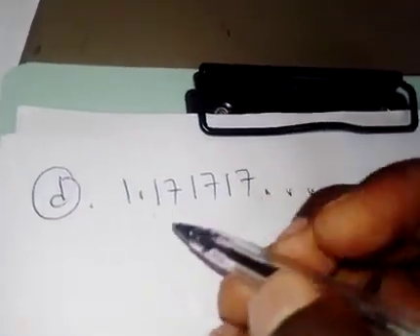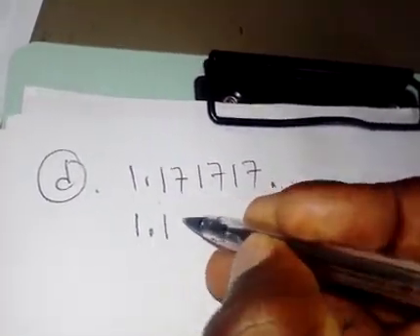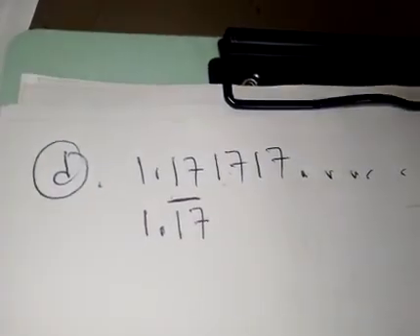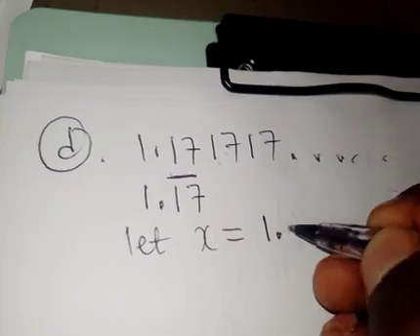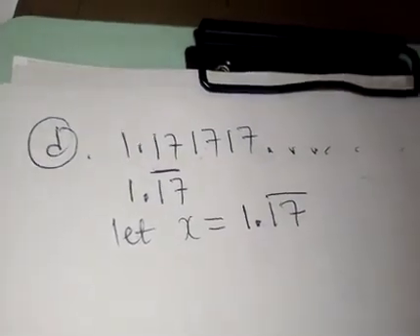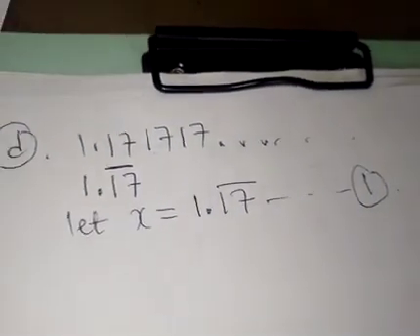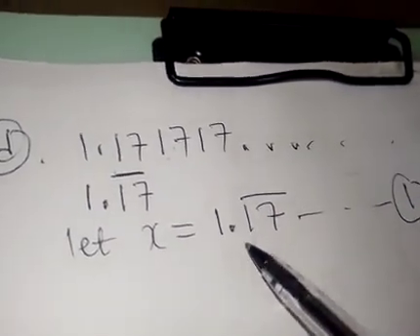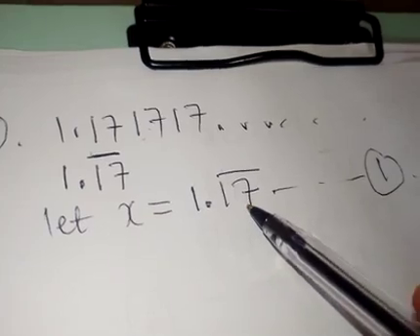So what should we do? We should represent this one using a bar first. So it's 1.17 with a bar on top. Then you select x to be equal to 1.17, like that. Then this is equation 1. So check your equation 1. Is the decimal point immediately before the repeating numbers? Yes, the decimal point is immediately before the repeating numbers.